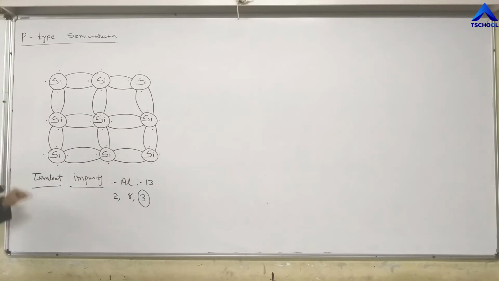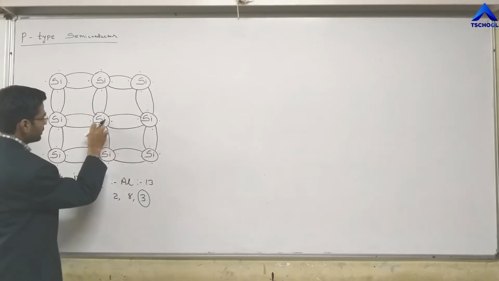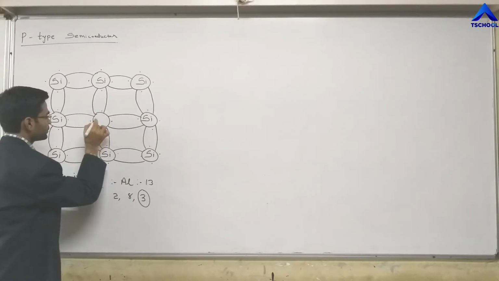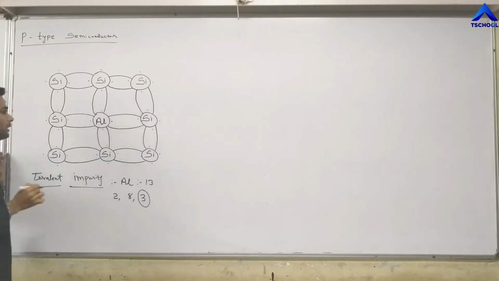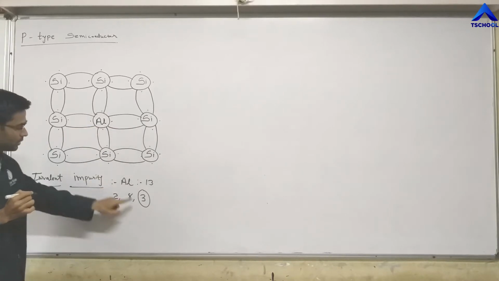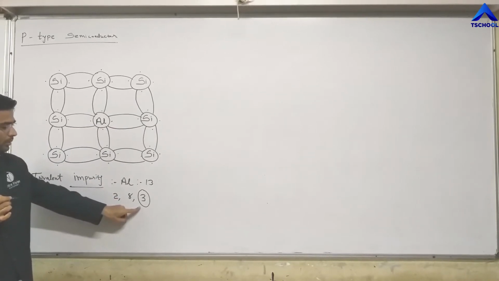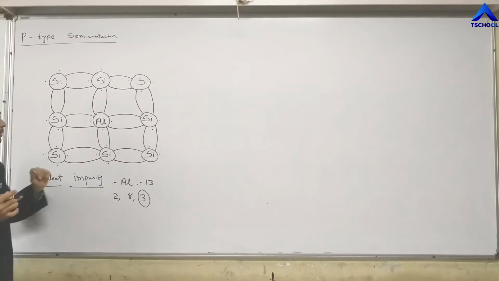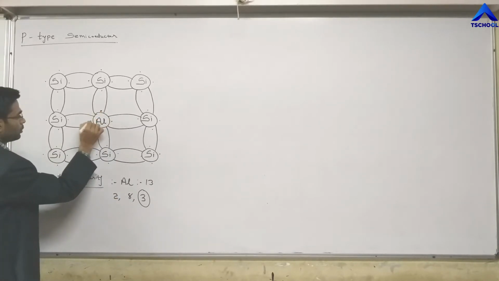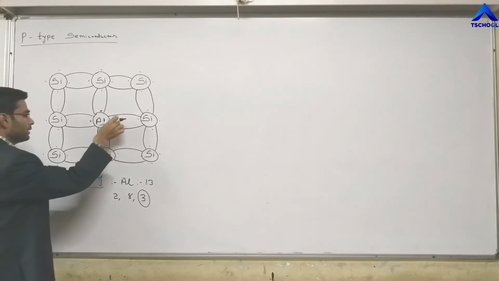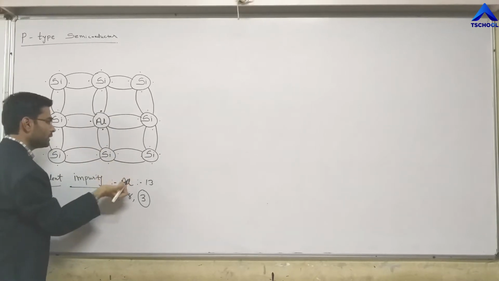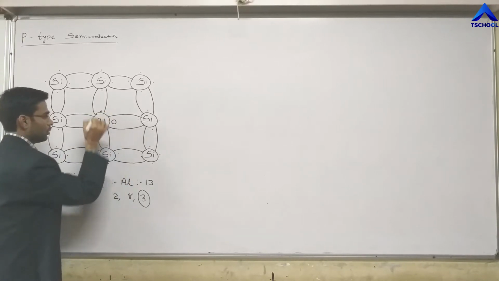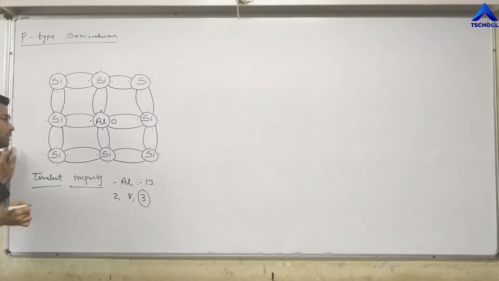Now, when we add impurities in the pure silicon crystal, here we add aluminum instead of silicon. Aluminum has 3 valence electrons in the outer orbit, 1, 2 and 3. And at the fourth place, there is a deficiency of an electron. Deficiency of an electron means a hole.